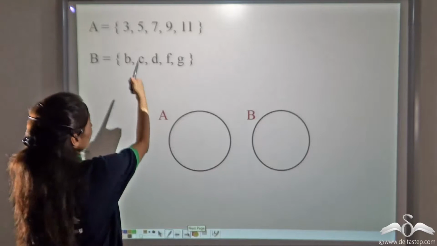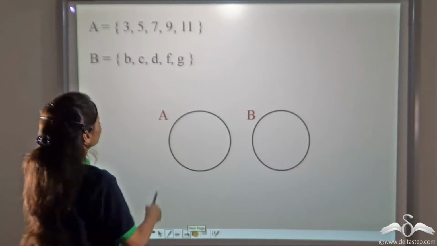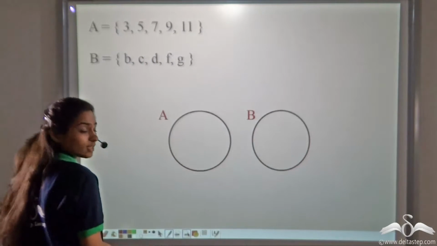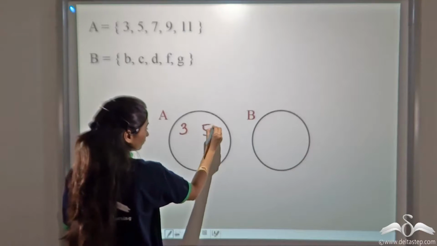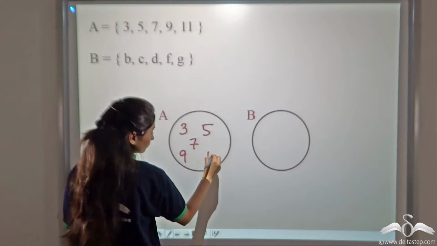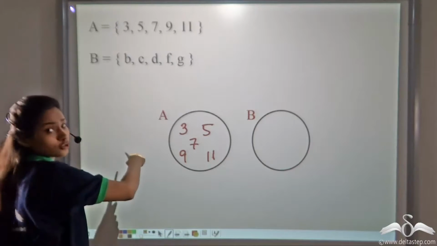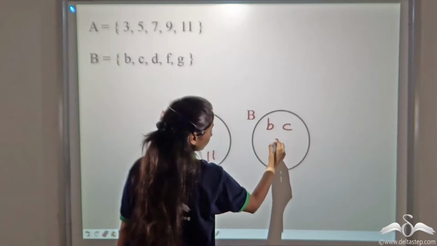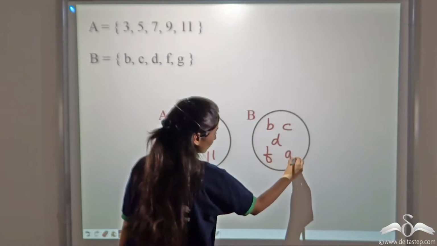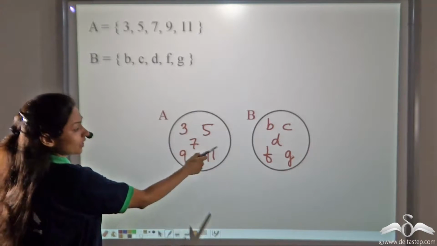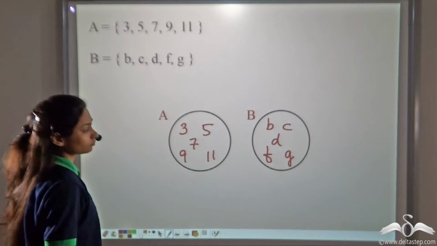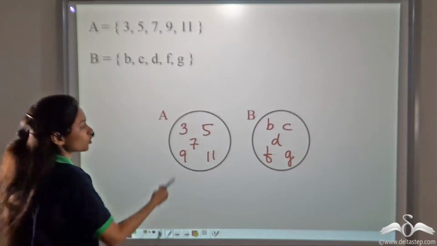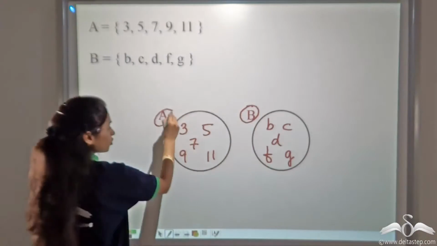Now let's see whether these two are disjoint sets or not. A is 3, 5, 7, 9 and 11. Let's write it inside the Venn diagram. And B is the set of consonants: B, C, D, F and G. Write it. Now tell me, can you see any common element between A and B? Well, no. No element is the same in A and B. Both are completely different. So A and B are disjoint sets.